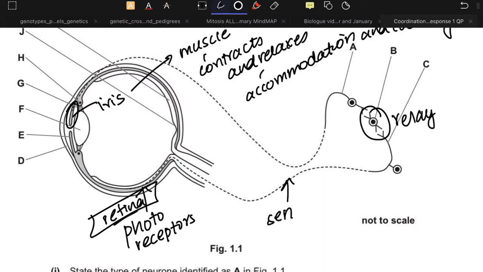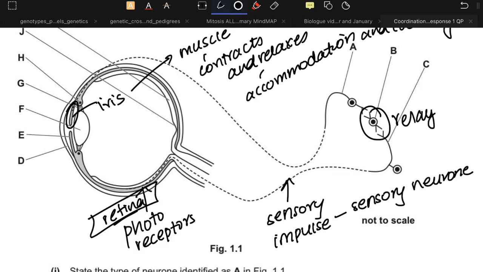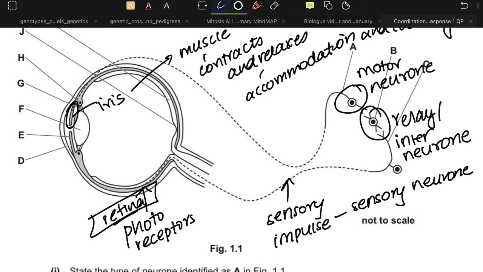This is where the sensory impulse is sent. So where does a sensory impulse get sent? Sensory impulse gets sent in the sensory neuron. So this is the sensory neuron, this is the relay neuron or the interneuron. And then where does the sensory neuron and the relay neuron connect to? This connects to the motor neuron. So this should be the motor neuron. Hence we can say that A is the motor neuron.